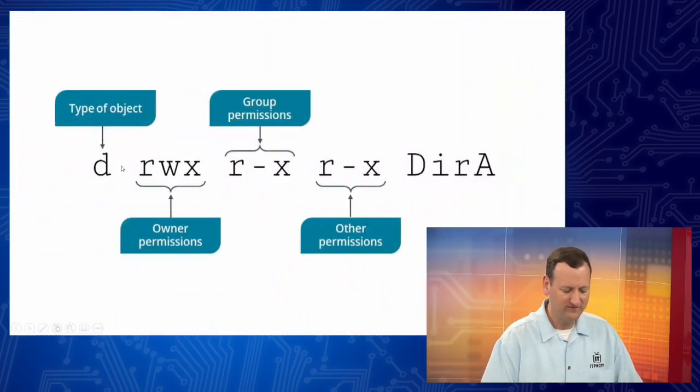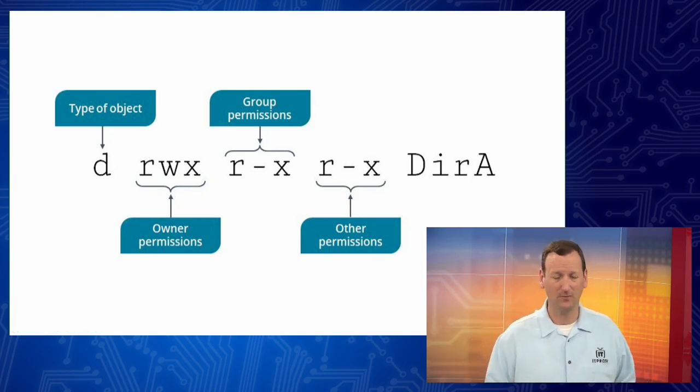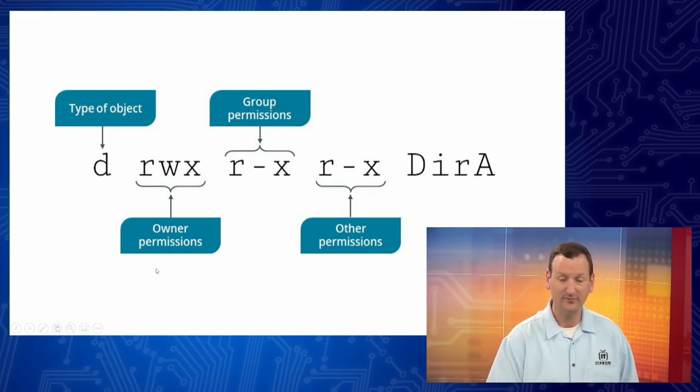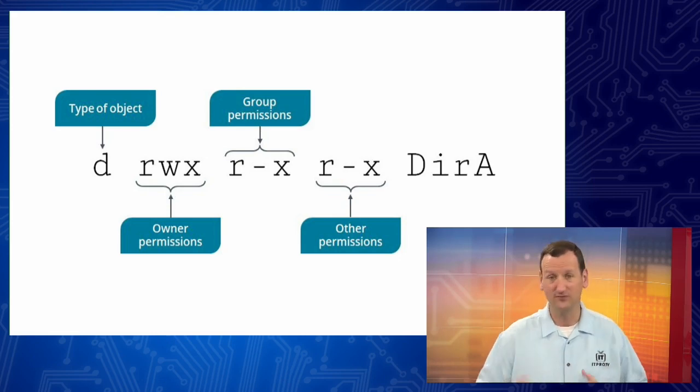Then we follow that up with 3 sets of 3 letters. So basically 9 letters in a row. But they're broken into 3 sets, and each one is identifying a particular set of permissions. The first set is indicating the permissions that the owner of that item has. So if you are the one who created that document, or if you created that folder, you're the owner, right? I mean, assuming nobody's come and changed it later on.